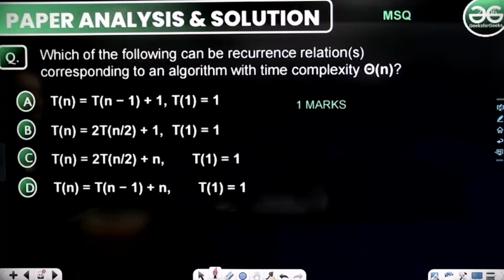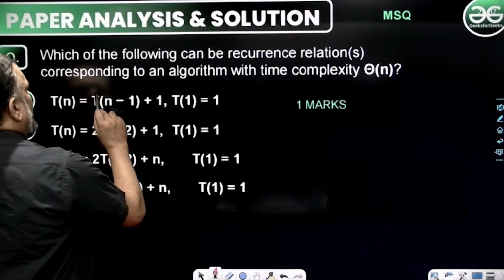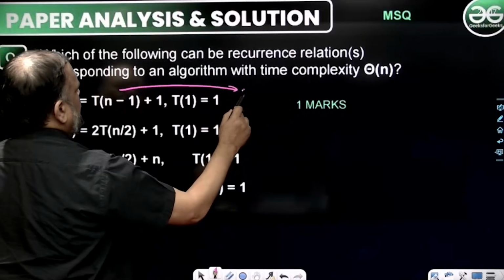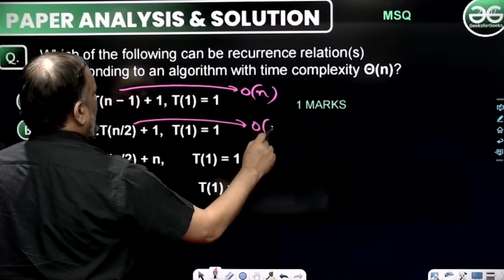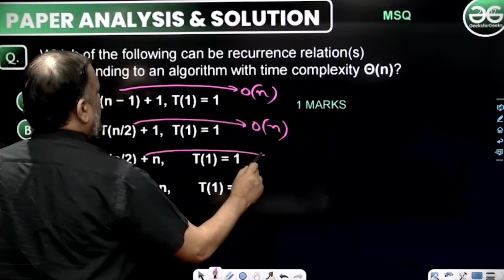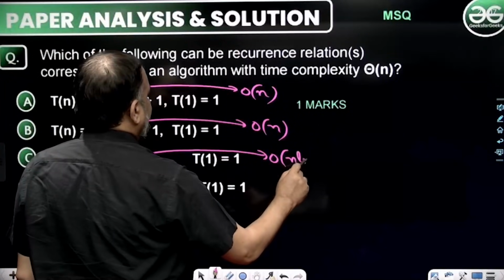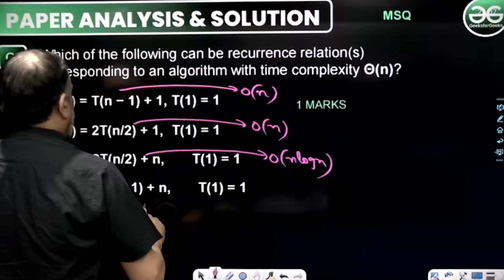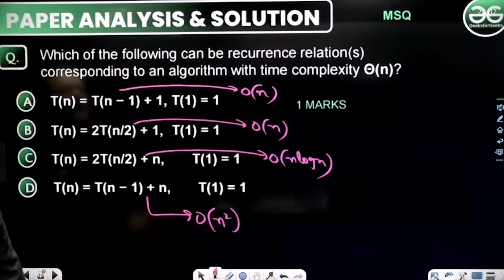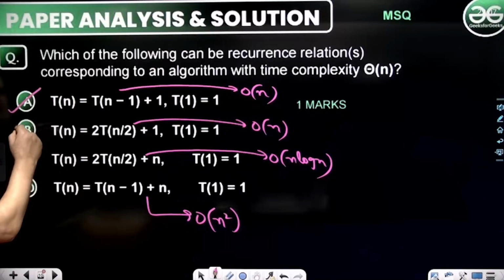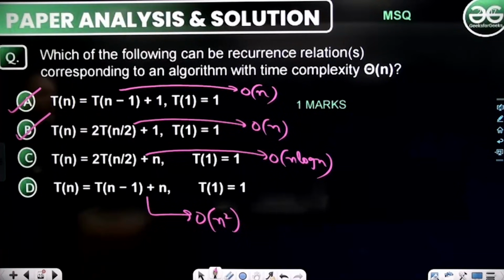Next. Which one of the following can be the recurrence corresponding to an algorithm with time complexity of theta of n? It's a very simple question. This recurrence, if you simplify using back substitution, will be order of n. Using master method, this also will be order of n. And using master method, this will be n log n. And this will be order of n square. So naturally, when you say theta of n, option A and option B will be correct as an MSQ. So both A and B are correct.